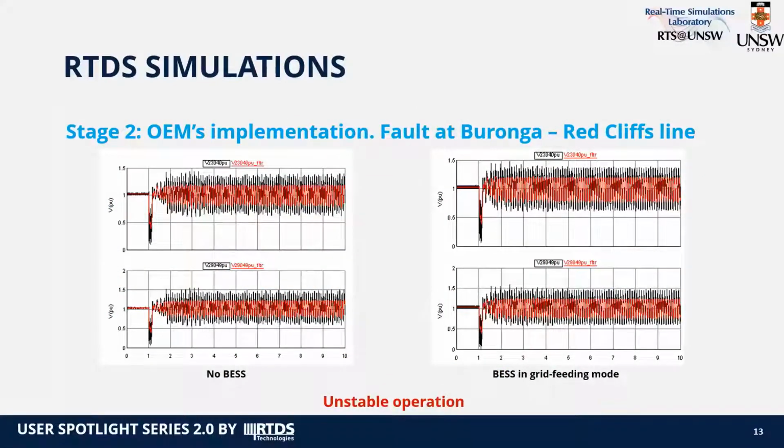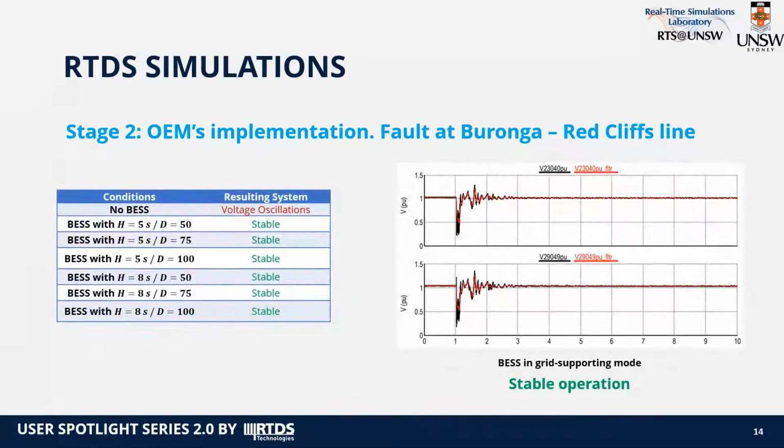Similar results are also observed when moving to stage 2, where we implemented the original equipment manufacturer solution for the virtual synchronous machine emulation of the battery. In this scenario, we are obtaining oscillation after the clearance of a 2-phase to ground fault in the system, and as it can be seen, an unstable operation is reached when the battery is not connected, as well as if the battery is operating under the grid feeding mode. But when the grid supporting battery is connected, stable operation is reached after the clearance of the fault.